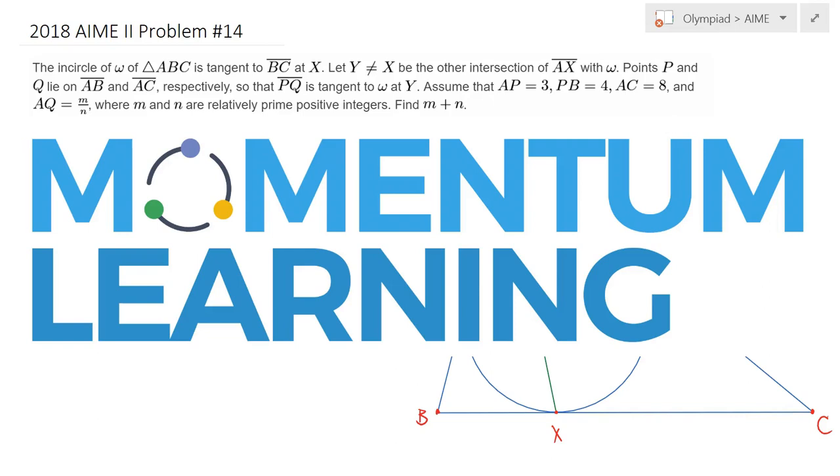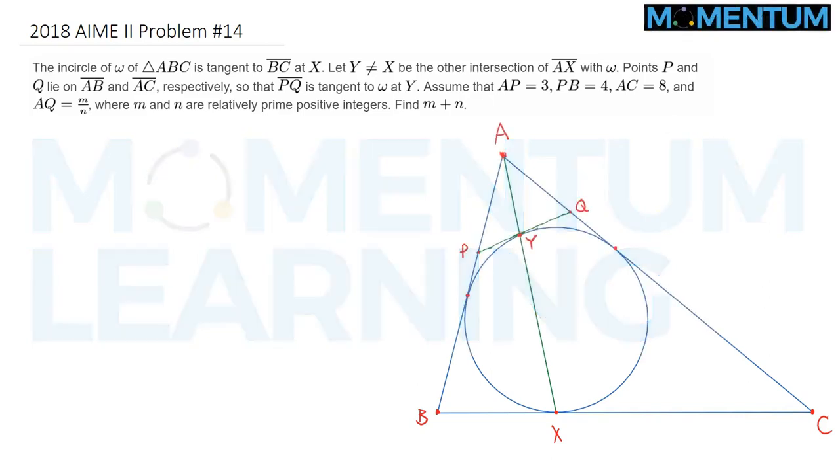This is 2018 AIME 2 problem number 14, and we have already provided a non-projective proof for this problem, and this is a second solution where we provide a projective solution actually. So let me repeat the question.